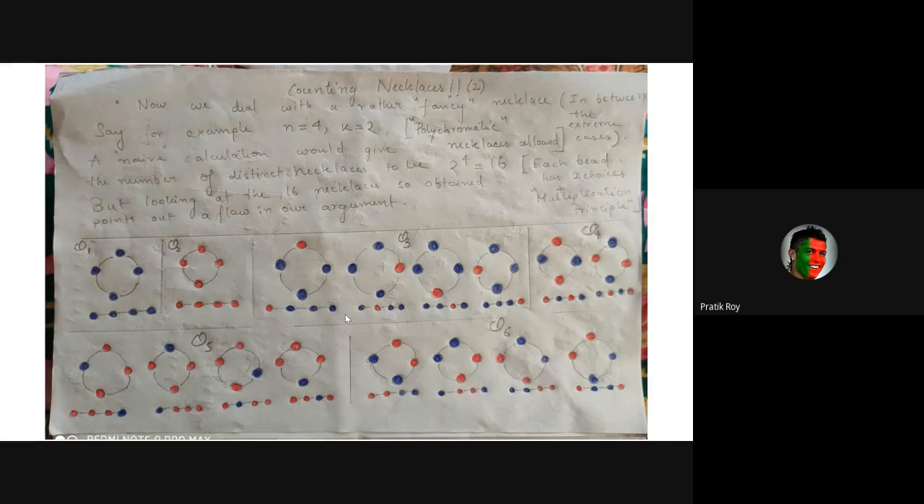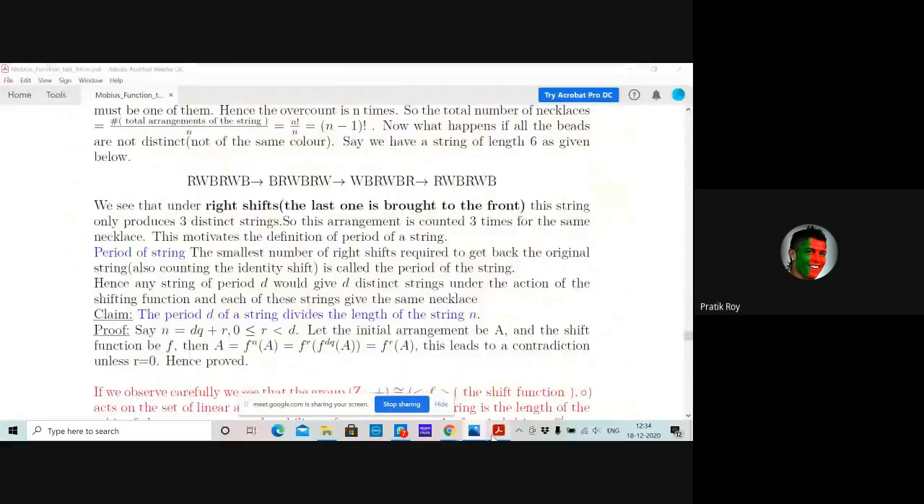So there is something very much linked with the arrangement, that is the period of a string, that is the smallest number of times I have to apply the right shift operation to get back the original one that we started with. So that prompts our definition that we define here. The period of a string, the smallest number of right shifts required to get back to the original string, also counting the identity shift, is called the period of the string. Hence, any string of period D would give D distinct strings under the action of the shifting function.